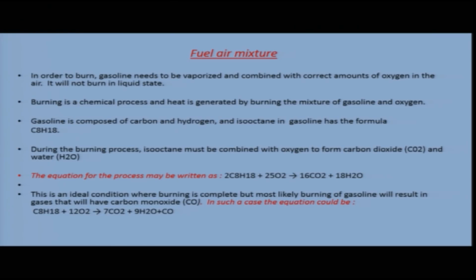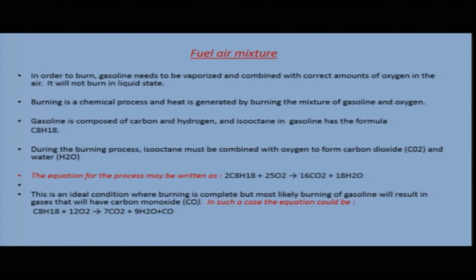During the burning process, isooctane must be combined with oxygen to form carbon dioxide and water. So, during combustion, gasoline combines with oxygen in the air to form carbon dioxide and water. The combustion equation is shown here. It is 2C8H18, that is gasoline, plus oxygen, which gives you carbon dioxide and water.